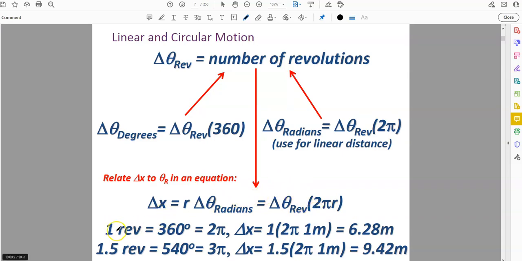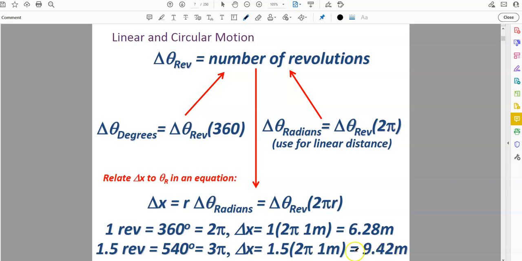So, for example, if a wheel is turned 1.5 revolutions, and you want to know how far it went, maybe you don't convert it to radians. Maybe just say it's turned 1.5 revolutions and multiply it by 2 pi r. And in this particular case, r is going to be our 1 meter radius wheel. That's going to be 9.42 meters.